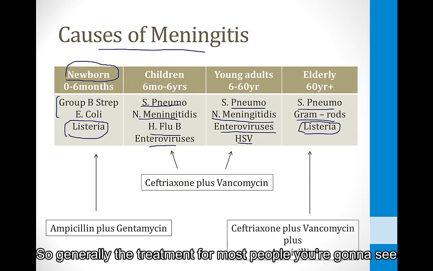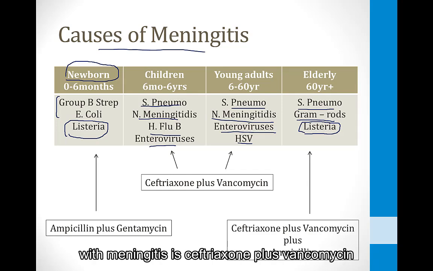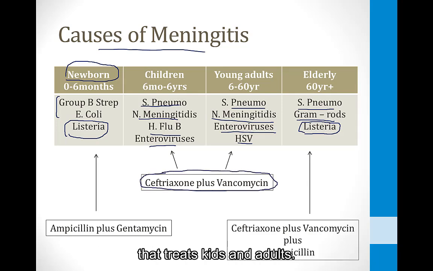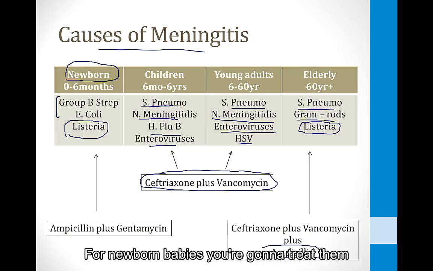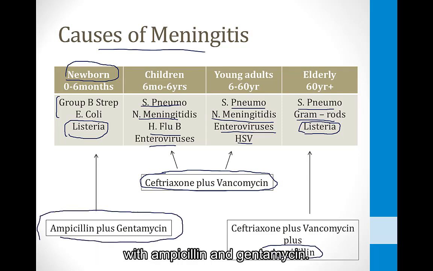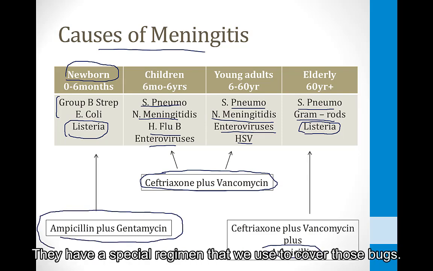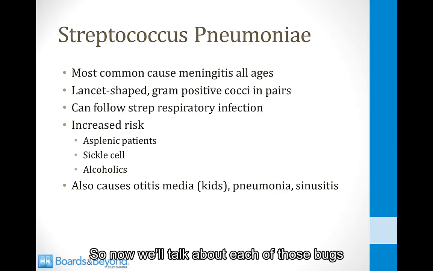So generally, the treatment for most people you're going to see with meningitis is ceftriaxone plus vancomycin. That treats kids and adults. The only exception is in the elderly, you add ampicillin to cover listeria. For newborn babies, you're going to treat them with ampicillin and gentamicin. They have a special regimen that we use to cover those bugs. So now we'll talk about each of those bugs in a little more detail.